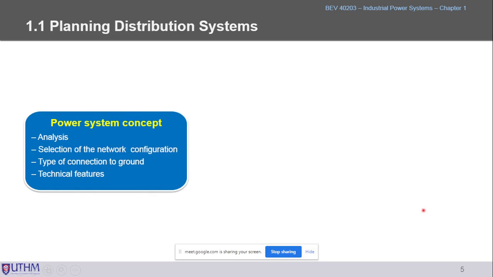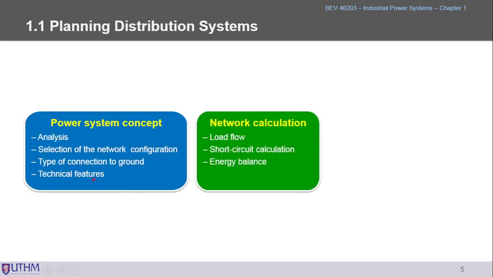Okay, the planning. The power system concepts are normally implied by the name, the power system and the whole system, and actually it is for the analysis. The selection of the network configuration is also important in the power system concept, and the type of grounding is also included in the power system concepts, including the technical features of the power system. So we need to have some knowledge about the technical features that are available in power systems.